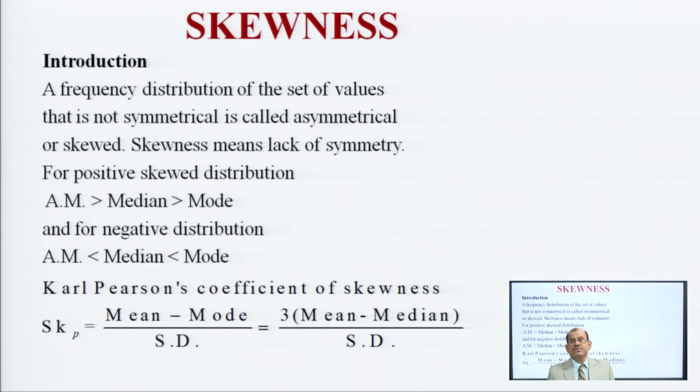Calculation of the coefficient of skewness: SKP is equal to (mean minus mode) divided by standard deviation. It is also equal to 3 times (mean minus median) divided by standard deviation.